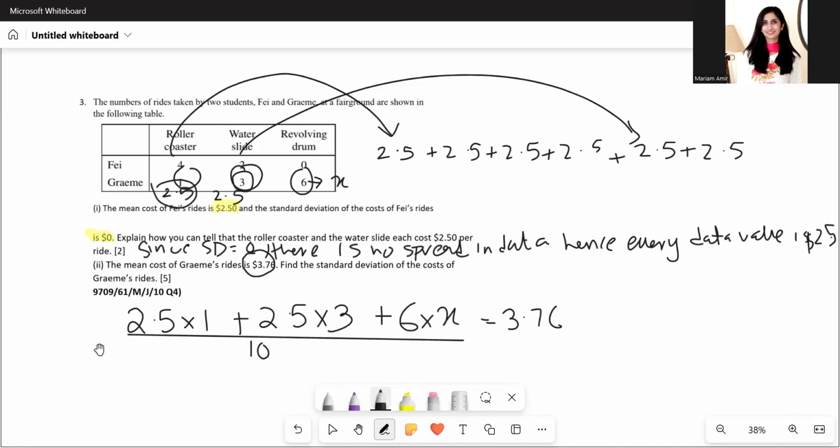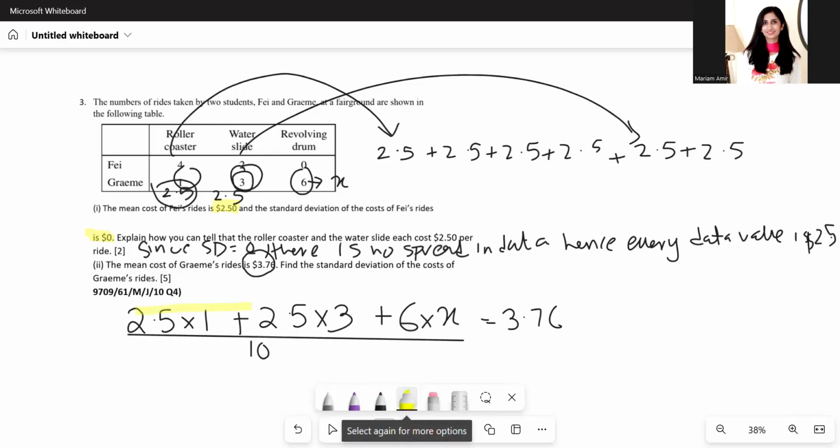You will move 10 to the other side, add these two together, take the result to the other side, subtract, and then divide the answer by 6, and you should get x equals 4.6. Sorry, not 1.0, it's 4.6. x comes out to be $4.6. So the revolving drum rides cost $4.6.